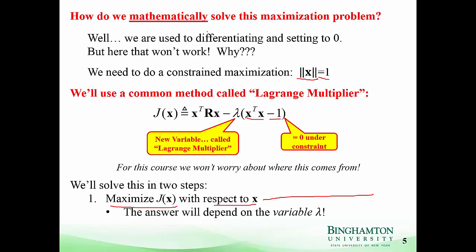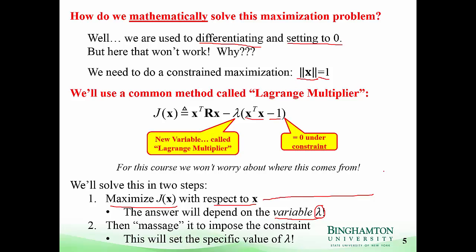So that means we can apply differentiation and setting to 0 for that. And when we solve that problem, we will find the solution, but the answer will still depend upon the Lagrange multiplier variable lambda. We don't know what lambda is. The trick will be to solve this first problem and then pick the value of lambda to meet the constraint. And so that's the second step. We massage this answer to impose the constraint, and that will lead to setting a specific value of lambda.